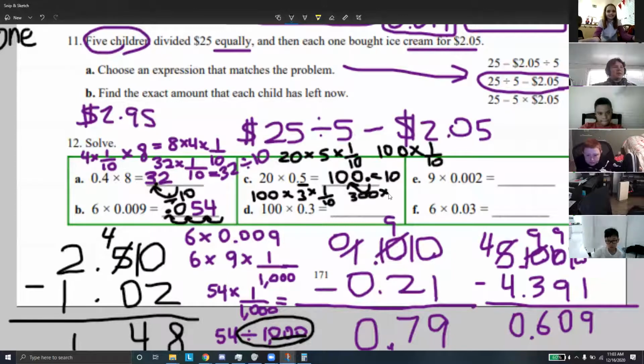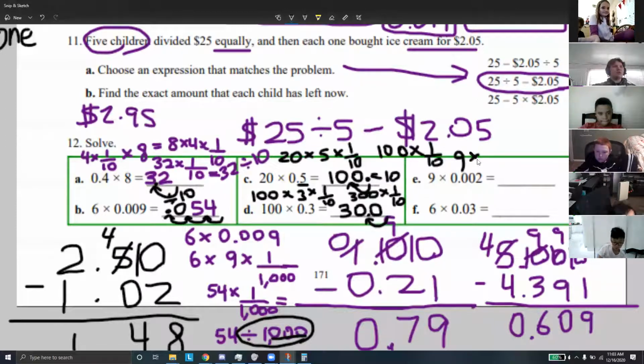Okay, so 100 times 3 is 300. So 300 times 1 over 10 is equal to, what's 300 divided by 10? 30. Yep, we do 300, put the decimal, divide by 10, move the decimal over once, and we get 30. Okay, let's look at this next one. 9 times 2 times what? 1 over 1,000. Yep, that's correct.